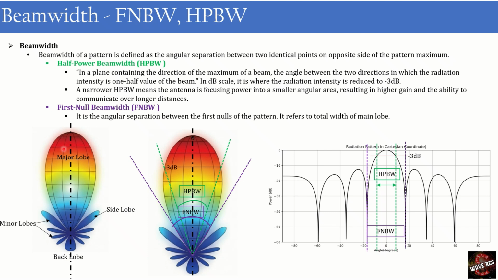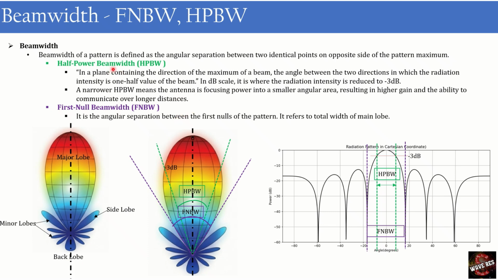The angular separation between any two identical points on a radiation pattern is known as the beam width. So if I am considering this point, I have an identical point here. This angular separation is known as the beam width. So I can take any point and define the beam width. For antenna engineers, two types of beam width are defined. The first one is half power beam width and the second one is first null beam width. These are the main beam widths that we consider while designing antennas.